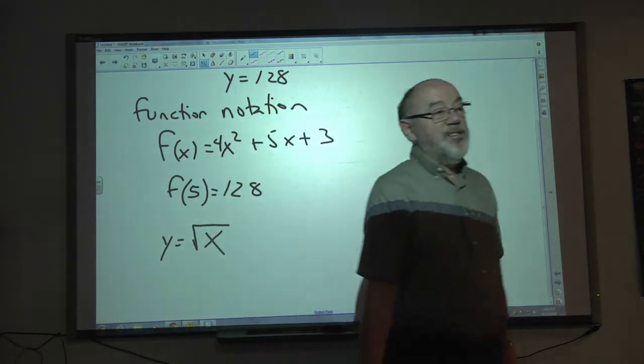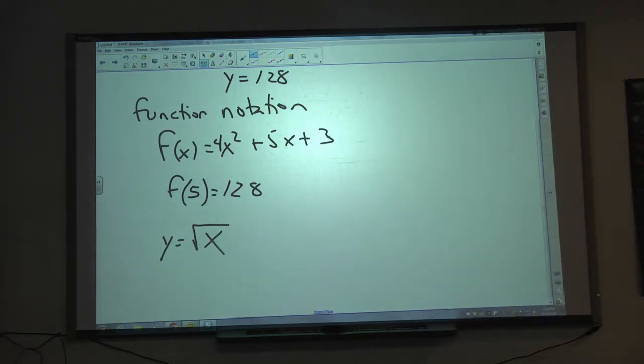Is that a function? Yes. No. You're just on the contrary side of the world over there today, right? Yes or no? No. Well, in this case, that side of the world is correct.